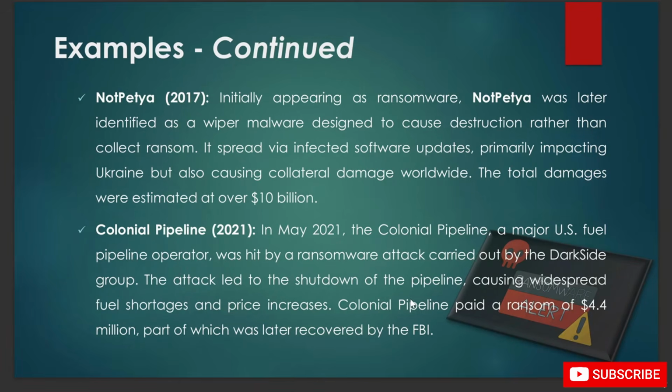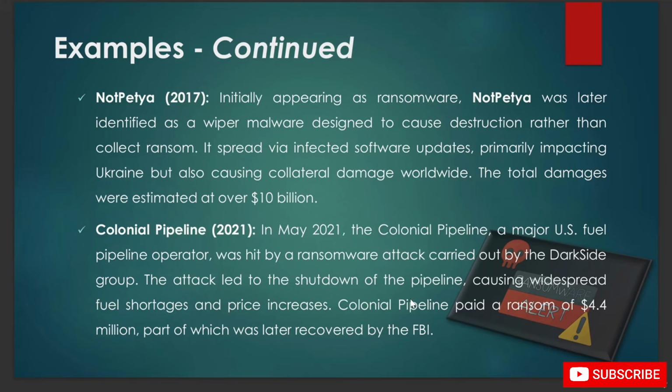We have another one here, NotPetya 2017. Initially appearing as ransomware, NotPetya was later identified as wiper malware designed to cause destruction rather than collect ransom. It spread via infected software updates, primarily impacting Ukraine but also causing collateral damage worldwide. The total damages were estimated at over $10 billion. Wow, that's a whole lot of money.